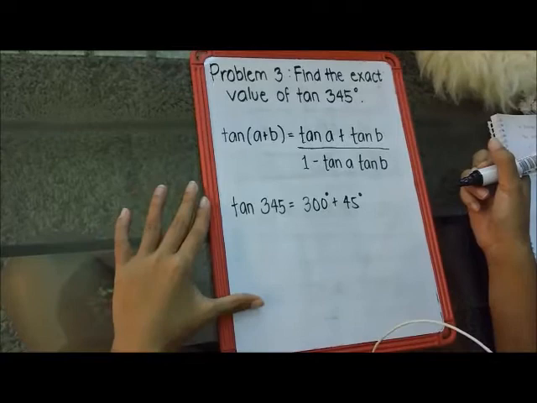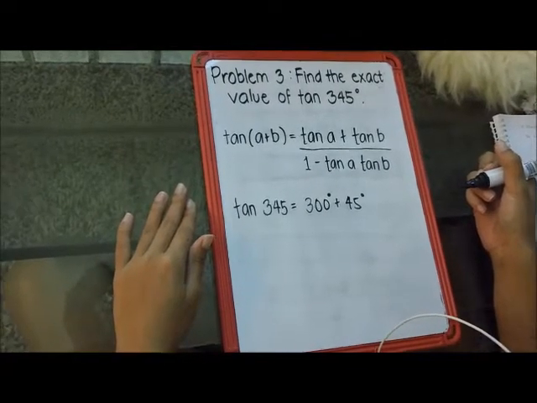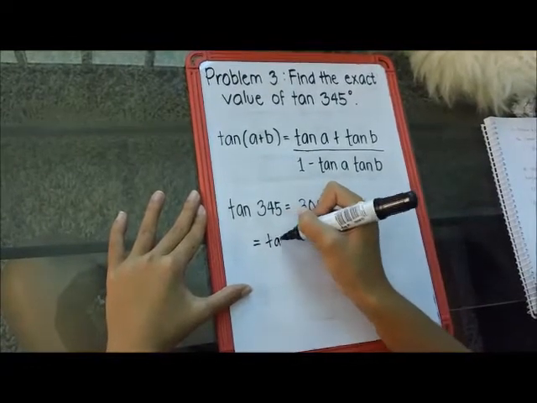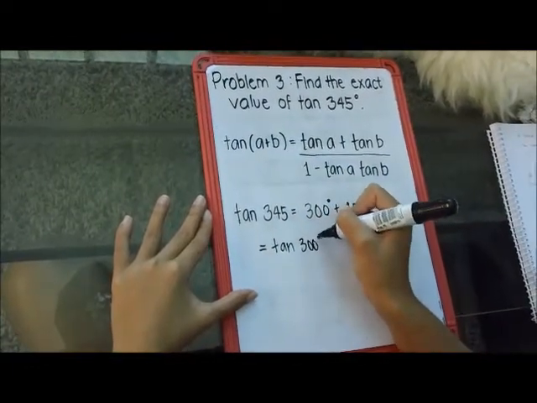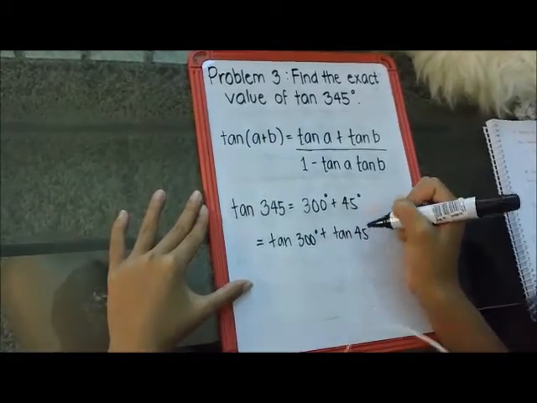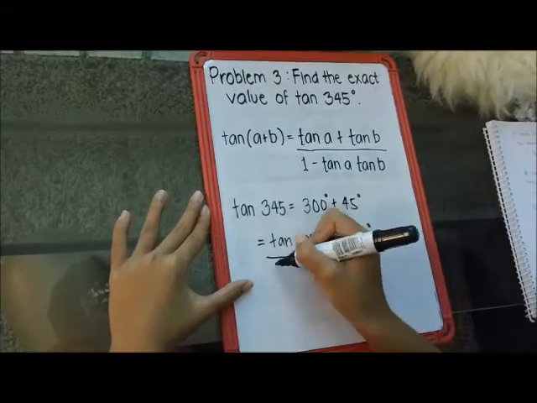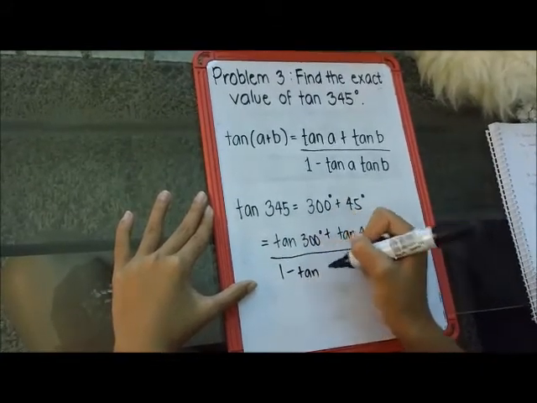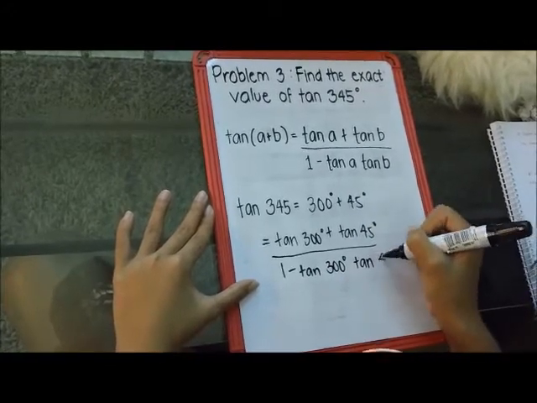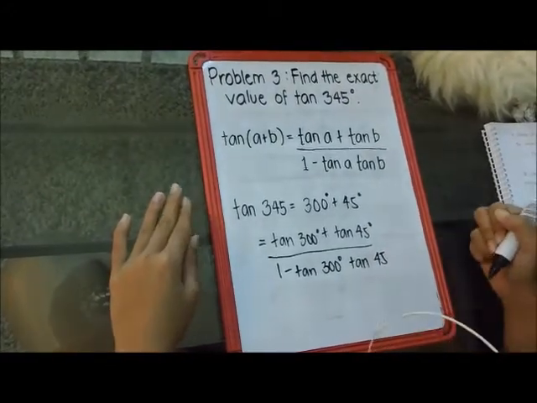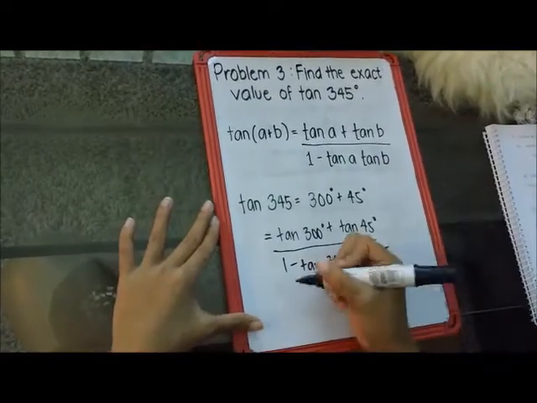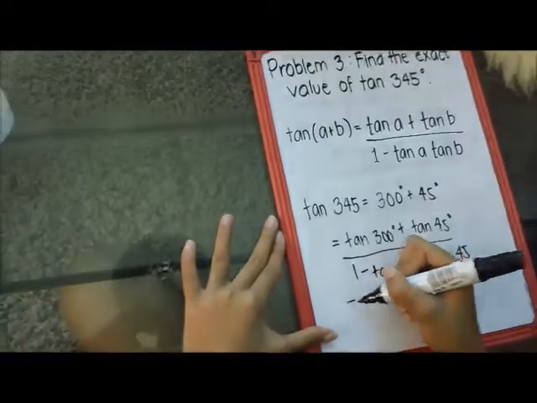Let A be 300 degrees and B 45 degrees. Then we substitute the values according to the formula. Tangent 300 degrees plus tangent 45 degrees over 1 minus tangent 300 degrees tangent 45. Then we get the exact values of the angles.